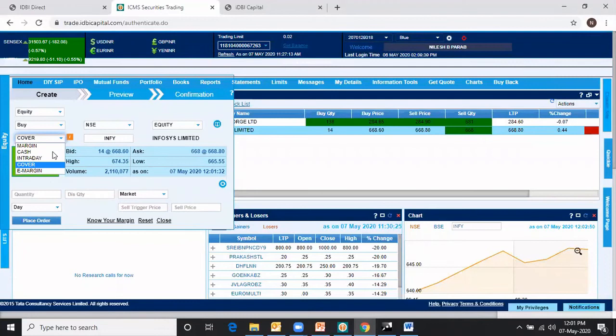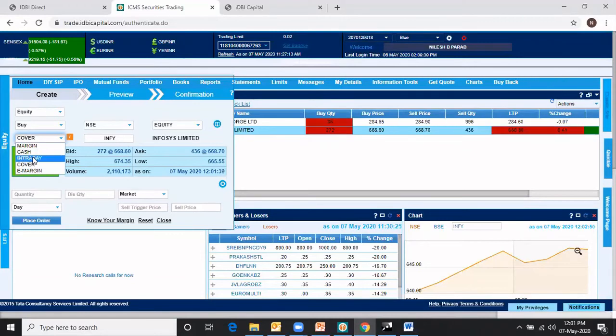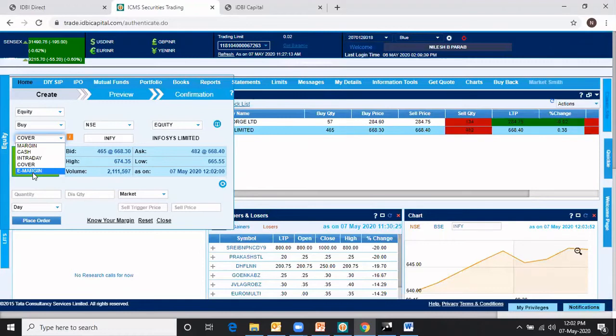Then we have cover and E-margin. So we have cash, that is delivery. This is intraday based on VAR margin. This is cover, where at the time of buying only you will put your stop loss, or at the time of shorting only you will put a stop loss, and accordingly you will get a maximum exposure. And then we have E margin. In E margin, I told you there are two sets of clients in IDBI Capital. Those who have MTF activated will get the T plus 90 benefit, and those who are not MTF activated will get the T plus 7 facility.